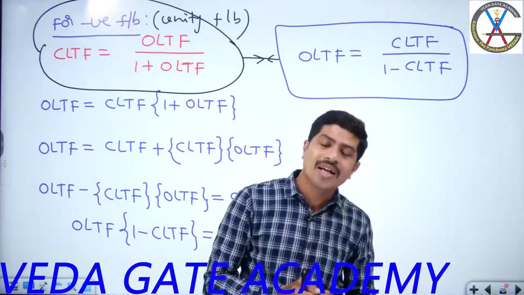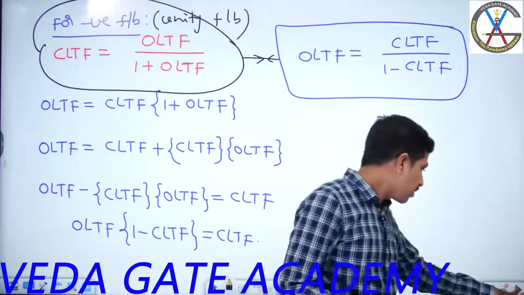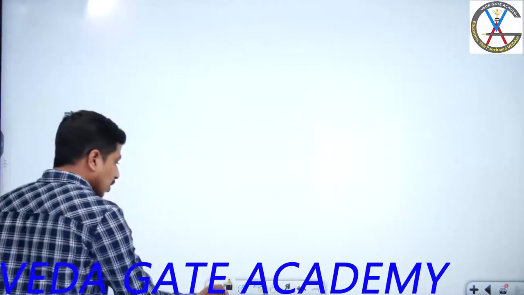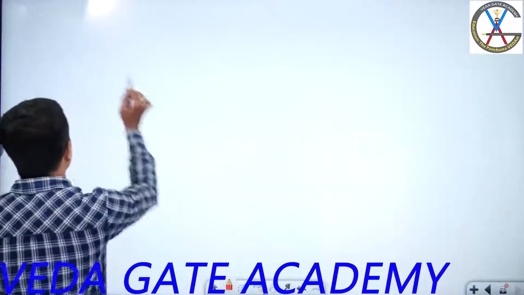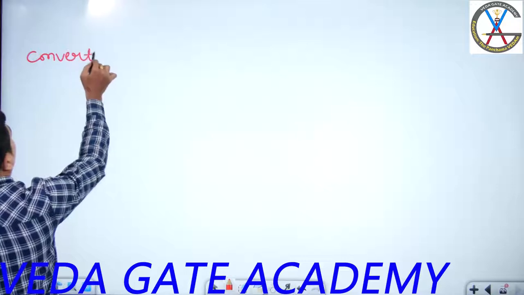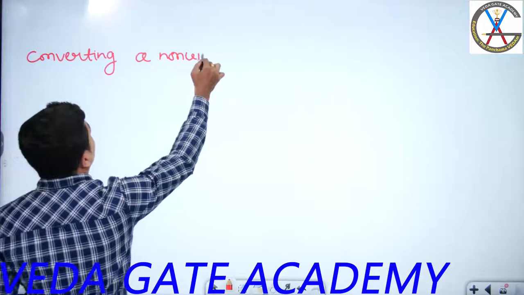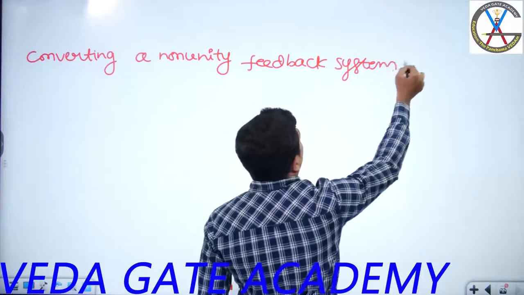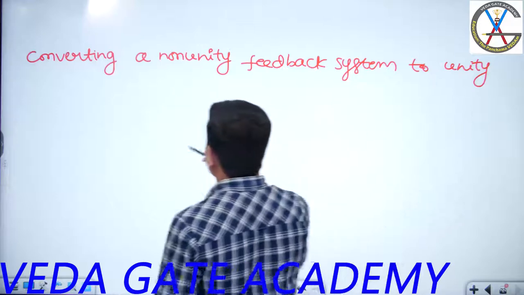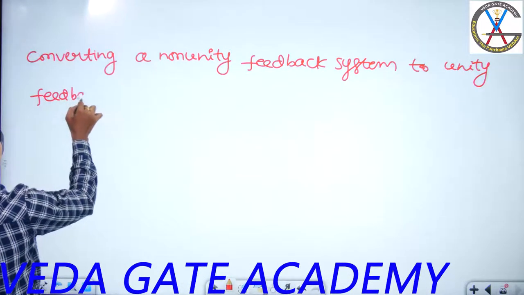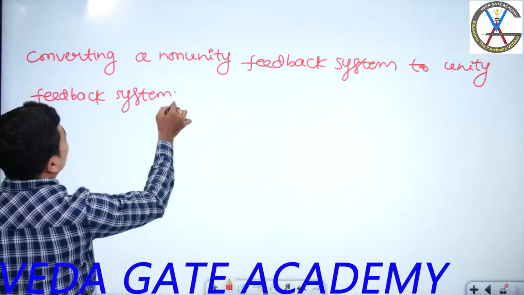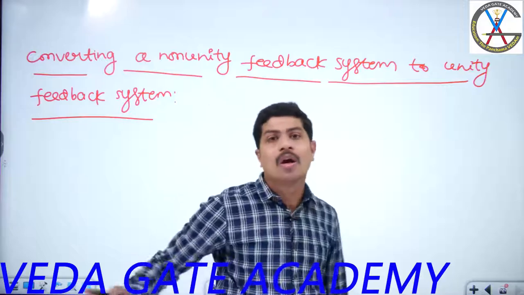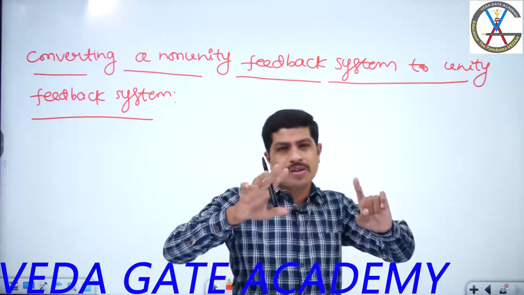And how to convert a non-unity feedback system to a unity feedback system? Very simple, just block diagram algebra. People will misunderstand it like this: Sir, if you want to convert from non-unity to unity feedback, remove that H of S, make H of S equal to 1. No. Whatever operation you do, the overall transfer function of the system should not change.